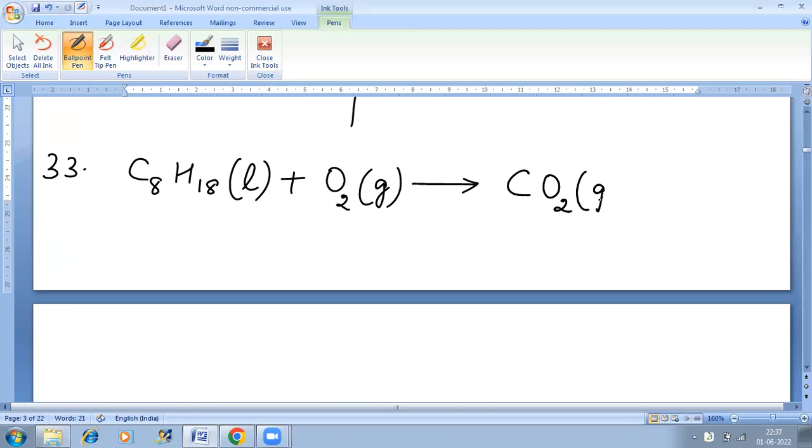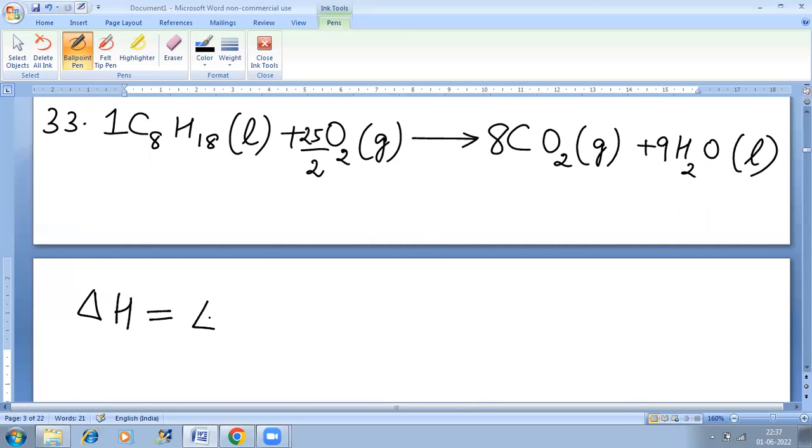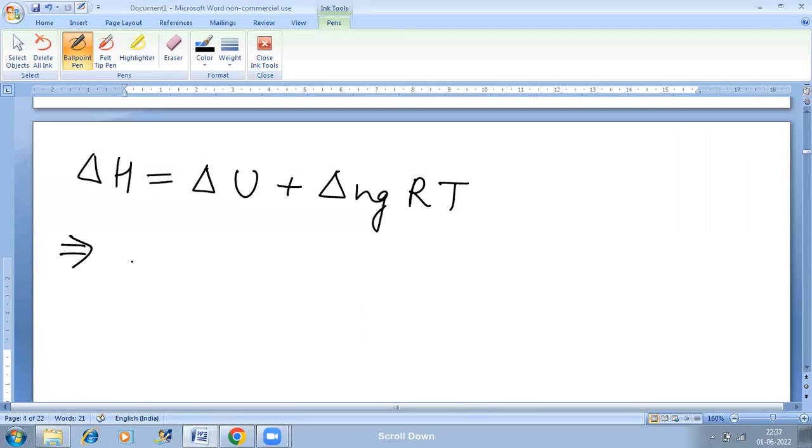We know that the products of combustion are CO2 and water. H2O has to be taken in the liquid form because standard states need to be considered. I need to balance the chemical equation. 1 mole of the reactant must be taken because it's standard enthalpy of combustion that they are interested in. So 8 CO2 and 9 H2O. Let's balance oxygen atoms on the left hand side. On the right hand side, if you look carefully, there are 16 plus 9, 25 oxygen atoms. Hence, here I write 25 upon 2. Now, delta H is equal to delta U plus delta Ng RT. Delta U is also called delta E.